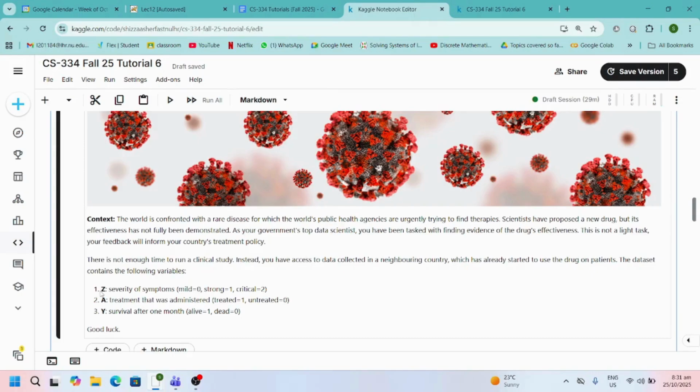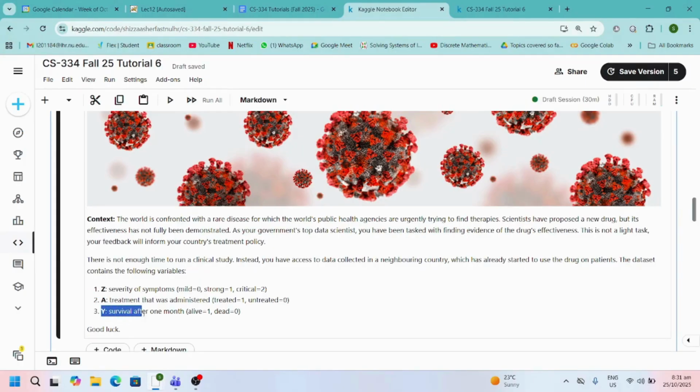Z is the severity of symptoms. Z can have only one of these three values, either mild, which is denoted by 0, or strong, which is denoted by 1, or critical, which is denoted by 2. Then I have another variable, A. A just tells you whether the treatment was administered or not. अगर A की value 1 है, it means that the person was given treatment. अगर A की value 0 है, तो the person was not given the treatment. They were in your control group right now.